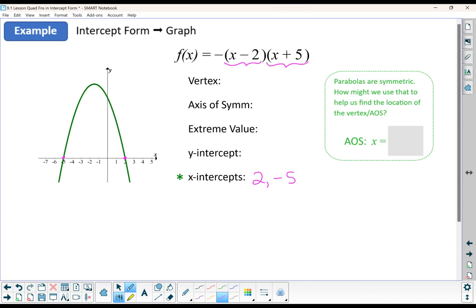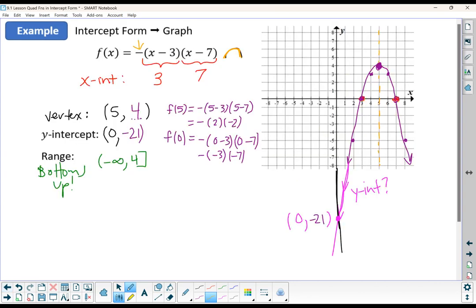You'll notice the parabola is opening downward, and that is because of this negative right here. That negative means I know I'm going to have a downward opening parabola. Okay, so I want to find the axis of symmetry. I want to find the vertex. Well, remember the parabolas are symmetric, so the vertex is going to be exactly halfway in between these two x-intercepts that we just marked.